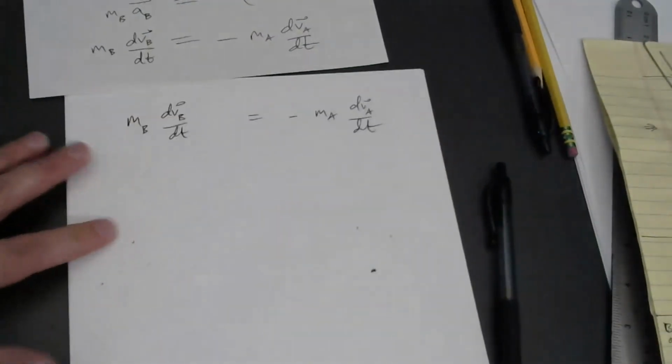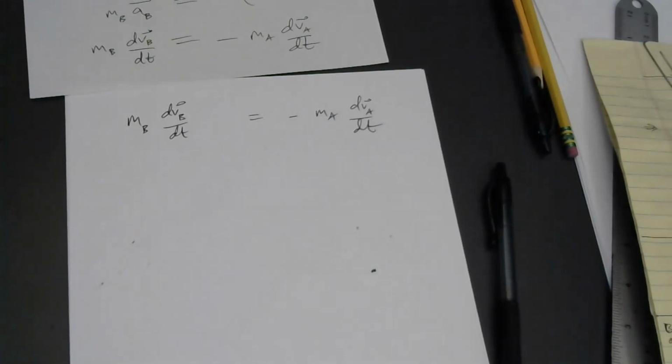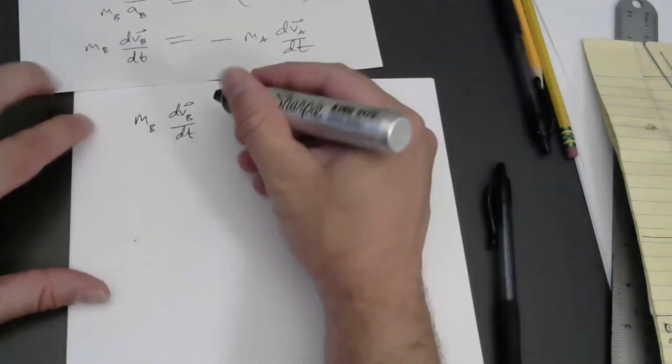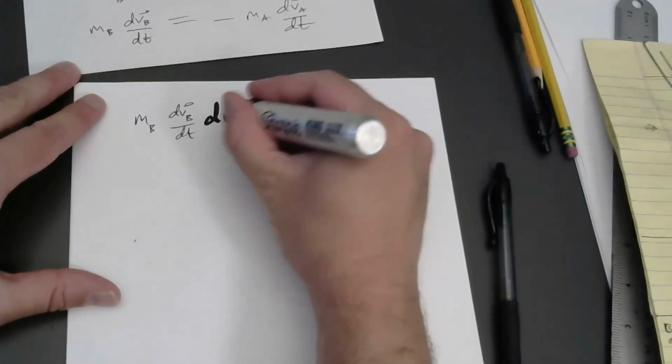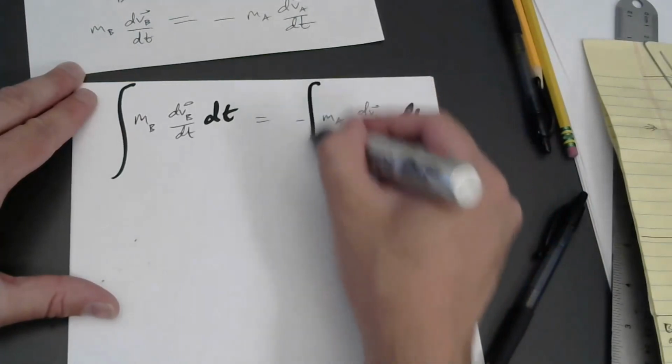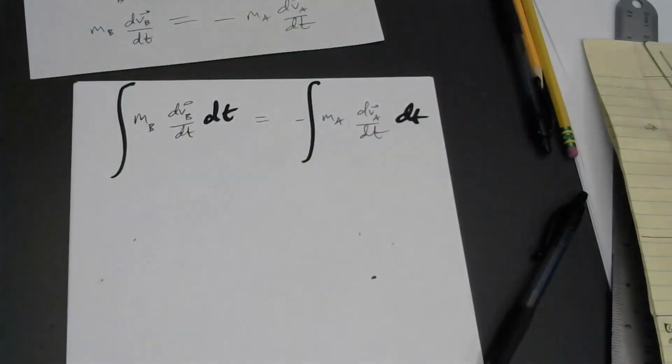Okay, our next step is to integrate. Now you recall in chapter 10, we took F equals ma, and we integrated with respect to position to get the work kinetic energy equation. This time, we're not going to integrate with respect to position. Since I've got this differential dt down here, I want to integrate over time. So let's do a definite time integral.